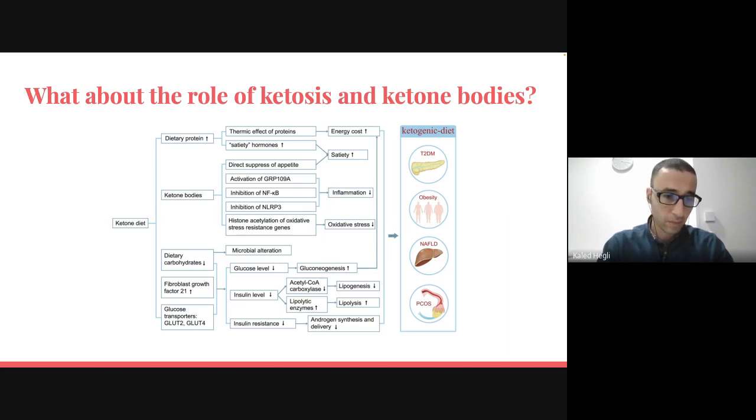We see the microbial alteration down there because a ketogenic diet obviously implies lower carbs. So all that toxicity from the gut and so on would change. And yeah, the obvious lower glucose levels and better control by the liver of gluconeogenesis. So we would avoid by that the glucagon issues that we described before. And hopefully lower insulin resistance and all the effects on the right, with resolution of type 2 diabetes, lowering obesity, lowering non-alcoholic fatty liver disease, and PCOS.